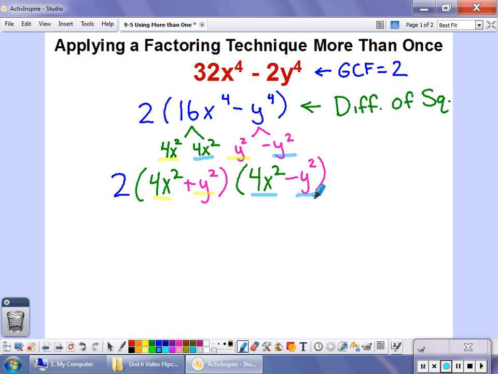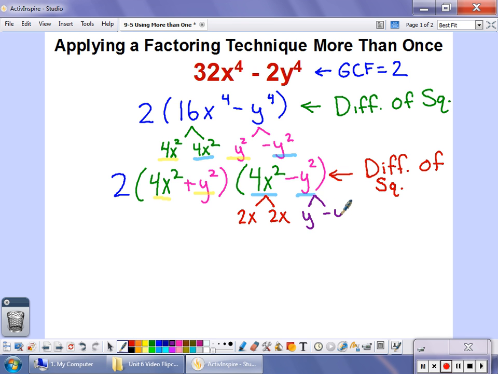What I want you to notice is that when I look at this factoring right here, this is a difference of squares again. Now my first binomial in this problem is not a difference of squares because it has an addition sign right here. And we can't do this kind of factoring if you have an addition problem. But we can when we have a subtraction problem with two perfect squares. So this 4x squared will break down to 2x times 2x. And the y squared on the right-hand side is going to be a y and a negative y.